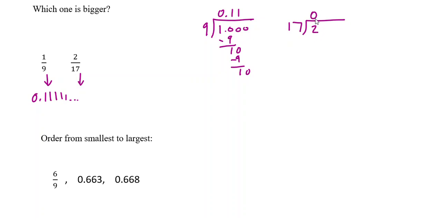17 goes into 2 0 times. 17 goes into 20 1 time. 20 minus 17 is 3. Bring down another 0. 17 goes into 30 1 time. 30 minus 17 is 13. Bring down another 0. And 17 goes into 130. Well, that's going to be a bunch of times.